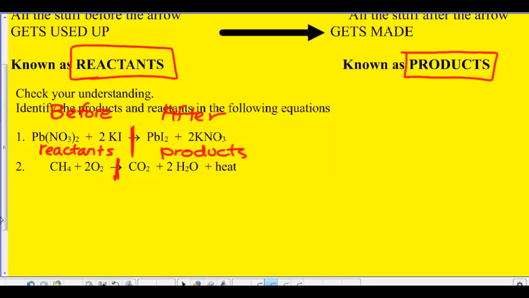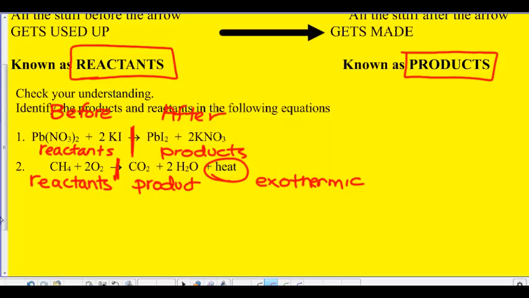Go ahead and finish this one. Label your reactants and your products. You'll notice in this reaction, one of the products is heat, meaning that this reaction, just to review from very early on, is exothermic. Okay? So hopefully you labeled this side, the left side, as your reactants, and this side over here as your products.